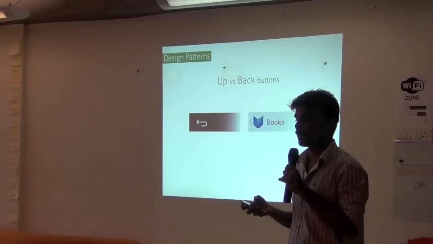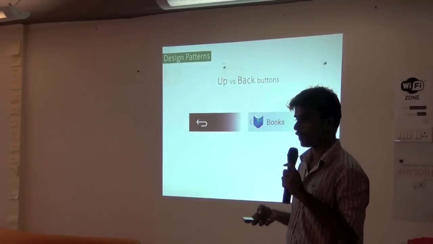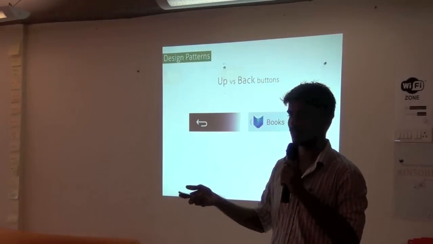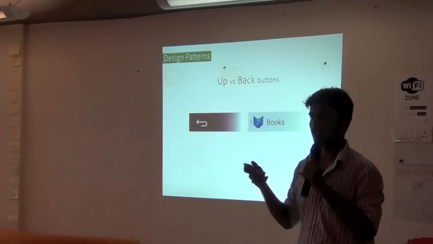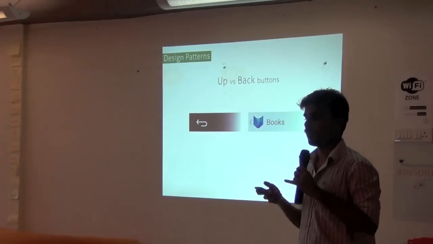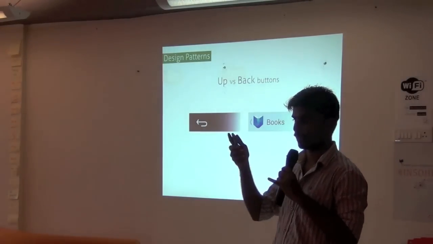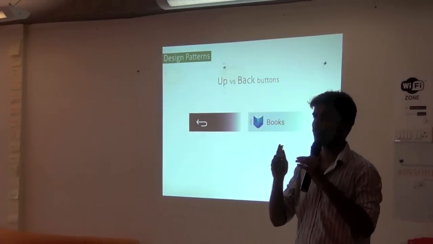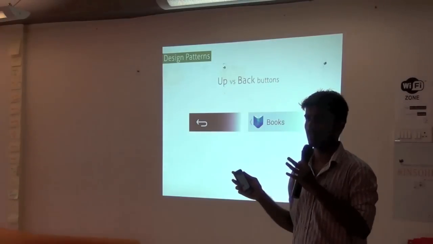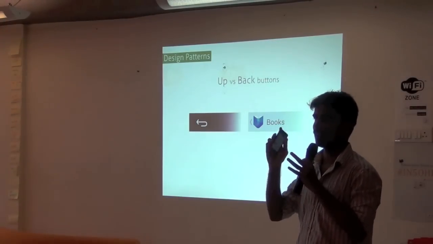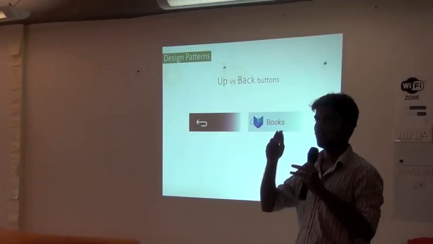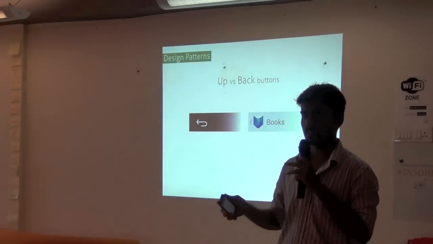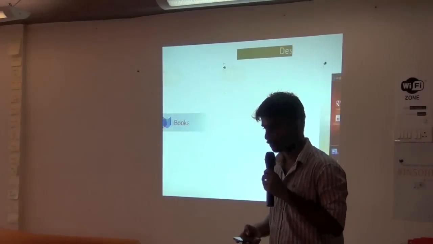So what's the difference between up and back? The back is like moving one stack behind. So you drill down, you go to the next plane, and you go to the previous stack. The up button on the top is like going to your home. Suppose it's a list view with item one. You click on item one, and it shows item one details. Maybe from there you show the video. Click on the video, then it shows the view. So in the video, if you click on the back button, it comes back to the list view. So that's the back button.